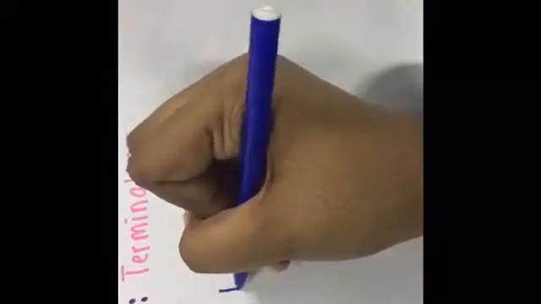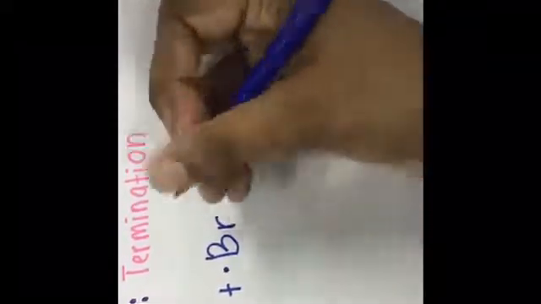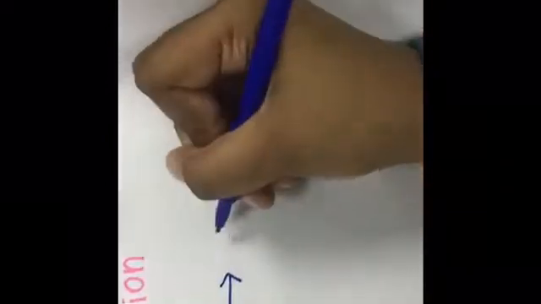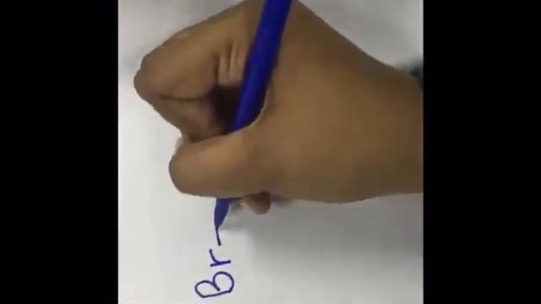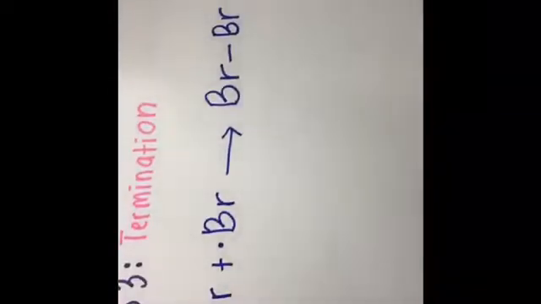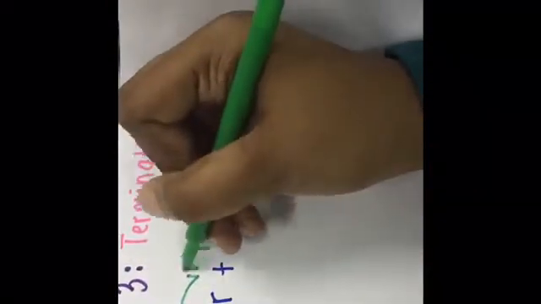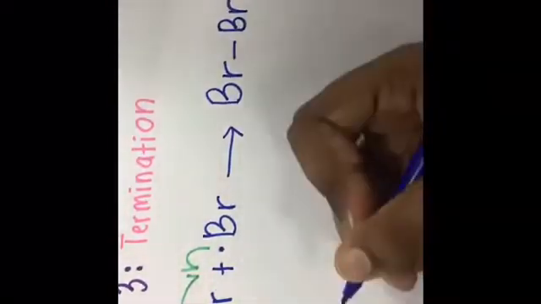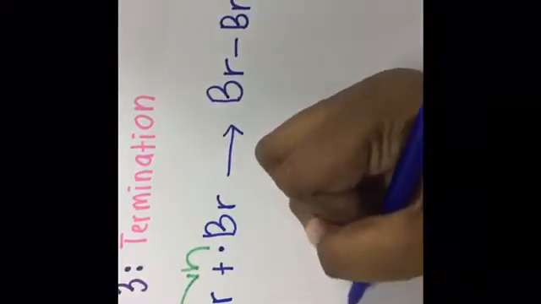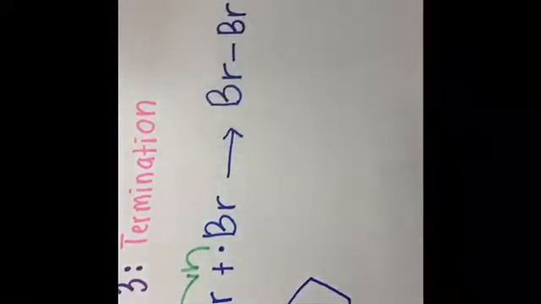For step 3 is termination. We have three steps for termination. So the first step is Br with Br. One electron from Br dot and one electron from the other. We will show this with the half-headed arrow and it will produce Br2.